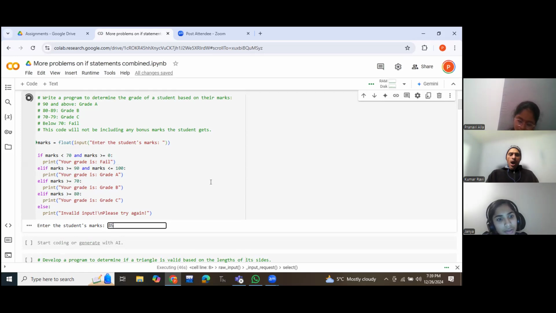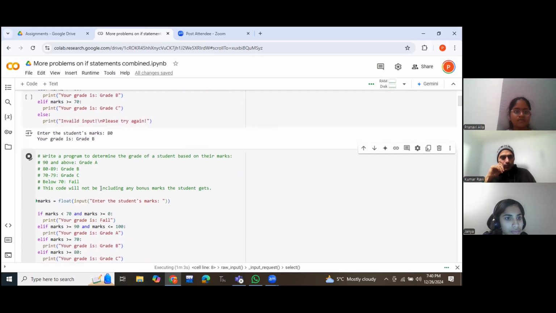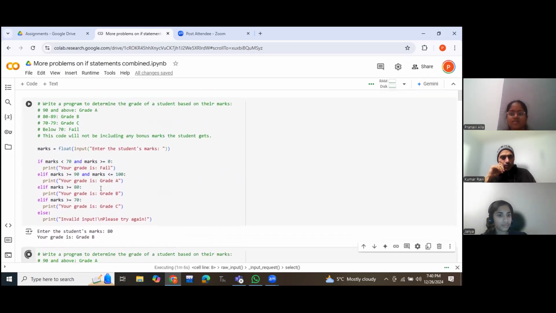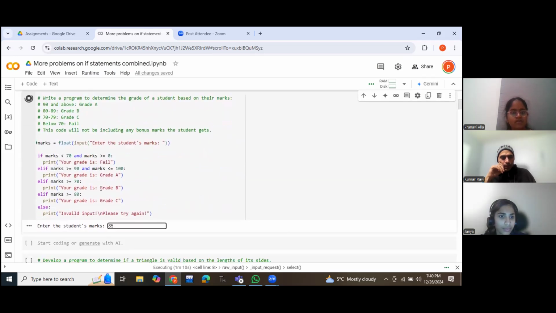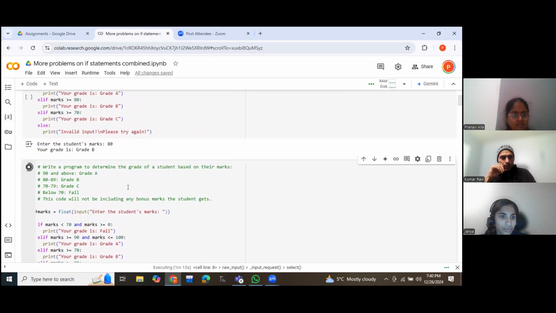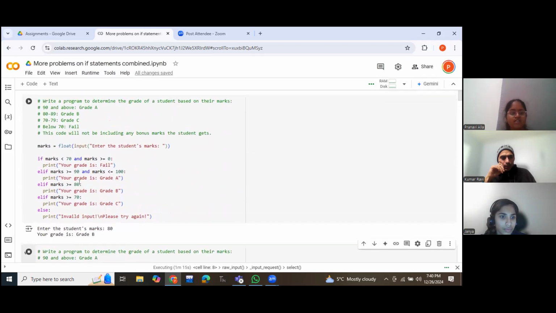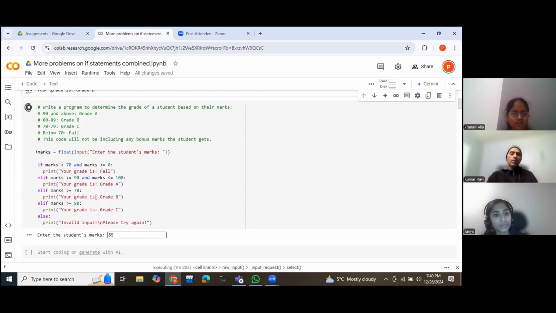C? Why? Actually, you just copy pasted the if else. No, sir, I thought of copy pasting its body also. This is my original code, sir. What I did is I changed this to 70 and this to 80. Okay, okay.